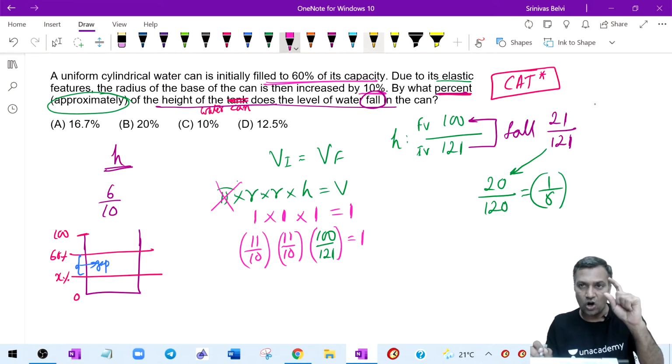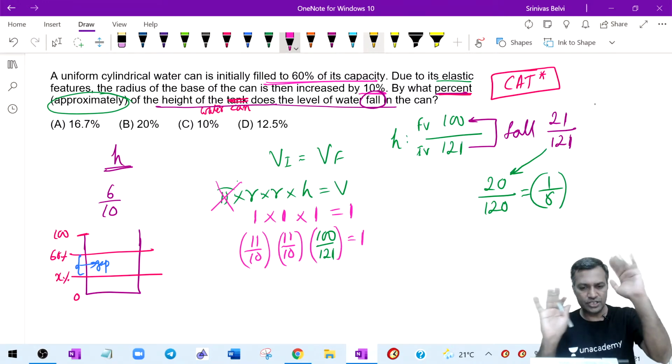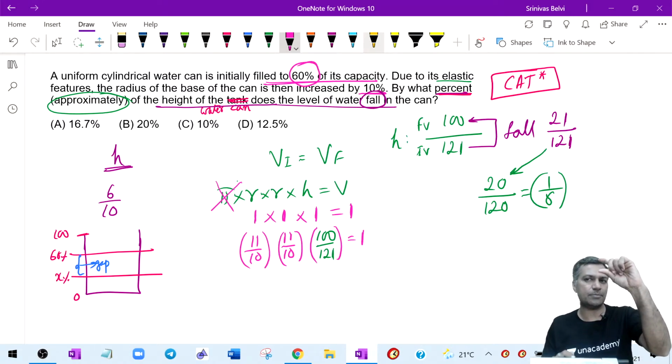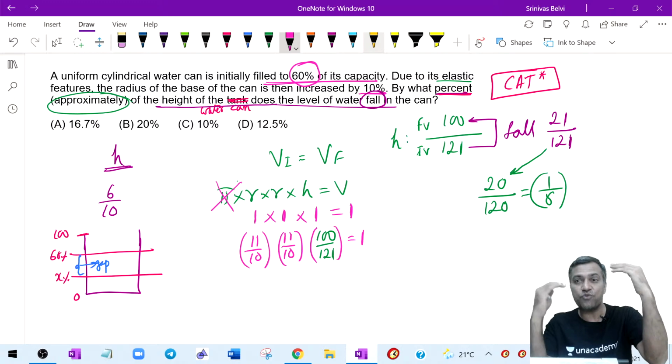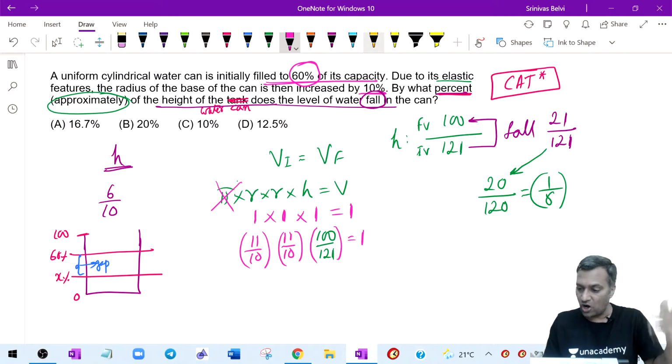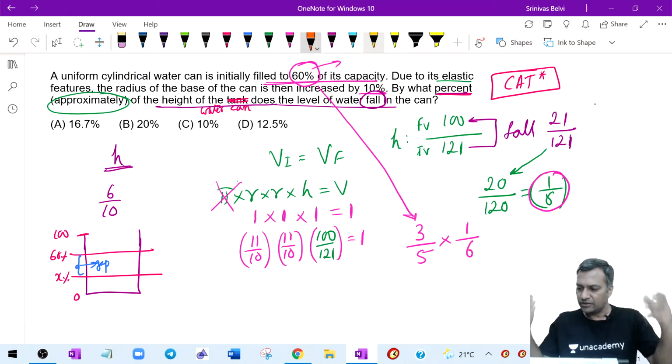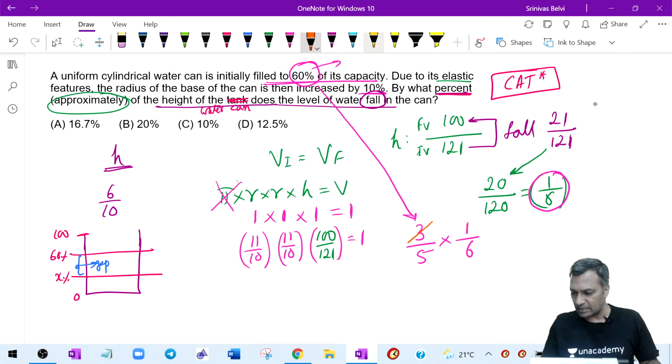Is this the fall on the total? No, this is not the fall on the total. This is the fall on 60%, because it was at 60%. What is 60%, my friend? 60% is nothing but 3 divided by 5. How much is that fall? 1 by 6. Multiply it; this is the effect of compounding. 3 by 5 times 1 by 6. Therefore, 3 one time, 3 two times. You say that 1 by 10.